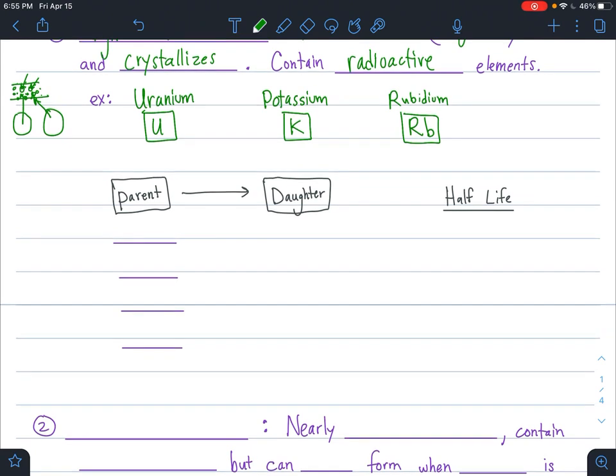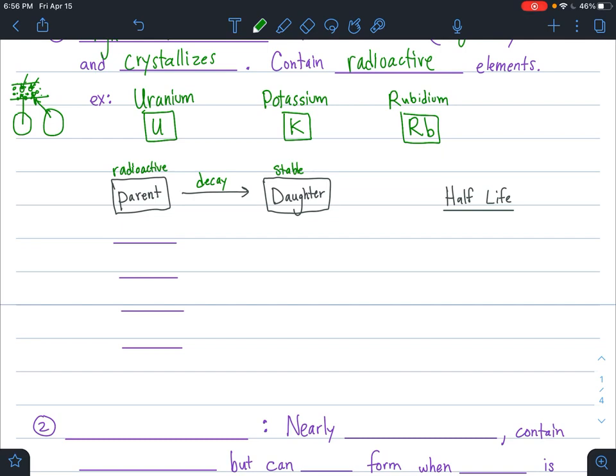Now, these are all radioactive elements, so each of these is a parent element, and they'll decay into daughter elements. Since they decay, we say these are radioactive. They're active, meaning that they will decay into a more stable form. The radioactive parent decays into a more stable form called the stable daughter, or the daughter isotope.